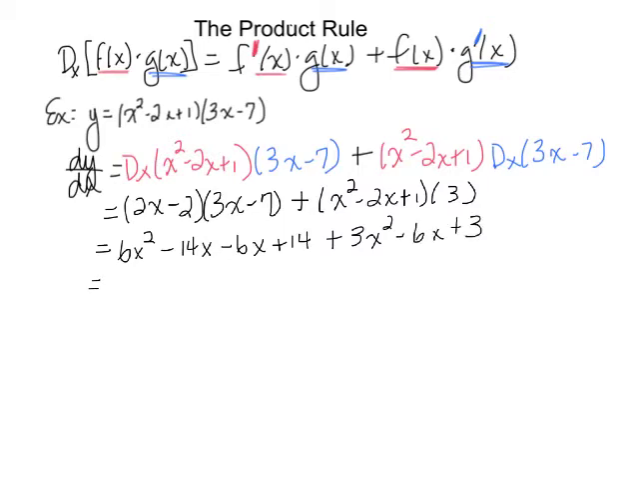And last but not least, I'm going to get together my like terms. So I have a 6x squared here and a 3x squared there. That makes for a total of 9x squared. I have a negative 14x, a negative 6x, and another negative 6x for a total of, let's see, negative 14, negative 6 is negative 20, plus negative 6 is negative 26x. And then finally, I have my constant terms, 14 and 3, which makes plus 17. So this is our derivative, dy/dx is equal to that function. Okay, we're going to try another one.